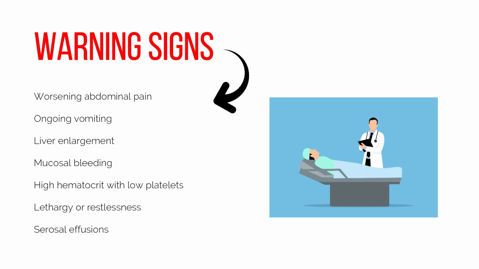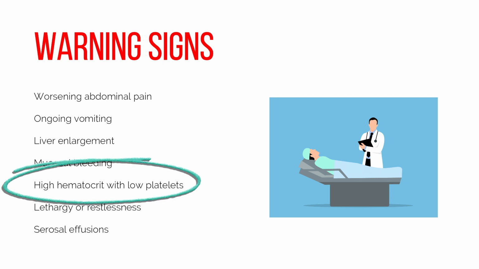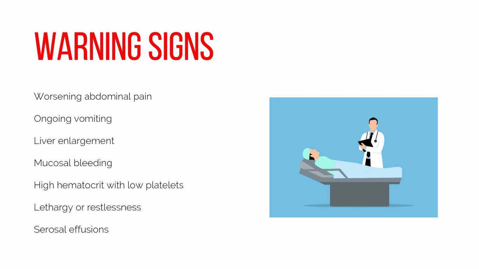Warning signs. These are the warning signs in dengue fever: worsening abdominal pain, ongoing vomiting, liver enlargement, mucosal bleeding, high hematocrit with low platelets, lethargy or restlessness, and serosal effusions.